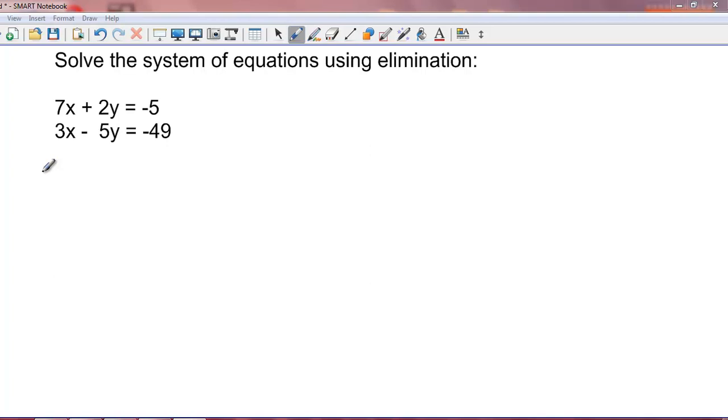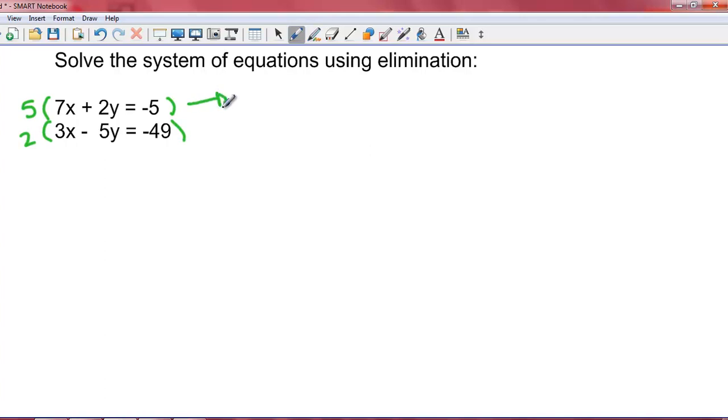Okay, so we're going to choose to eliminate the y's. So in order to do that, we want to make the coefficient of our y variables 10 in both equations. Well, 10 in the top equation and negative 10 in the bottom equation. So we want to multiply the top equation by 5, the entire equation, and we want to multiply the bottom equation by 2.